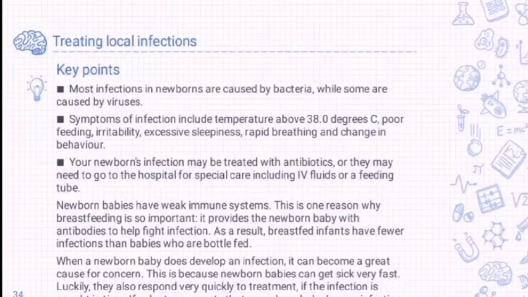Thank you. Treating the local infections of a young infant. Most infections in newborns are caused by bacteria, while some are caused by viruses. Symptoms of infection include temperature above 38 degrees Celsius, poor breathing, poor feeding, irritability, excessive sleepiness, rapid breathing, and change in behavior. Newborn babies have a weak immune system, which is one reason why breastfeeding is so important. It provides the newborn baby with antibodies to help fight infection. As a result, breastfed infants have fewer infections than babies who are bottle fed.